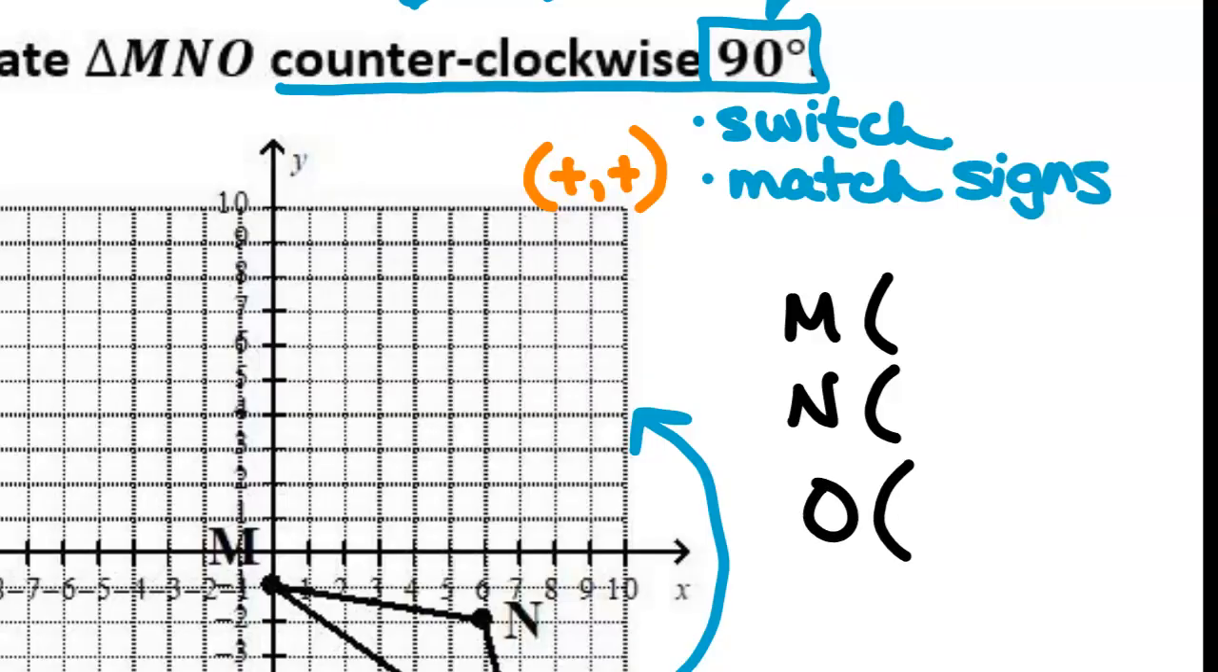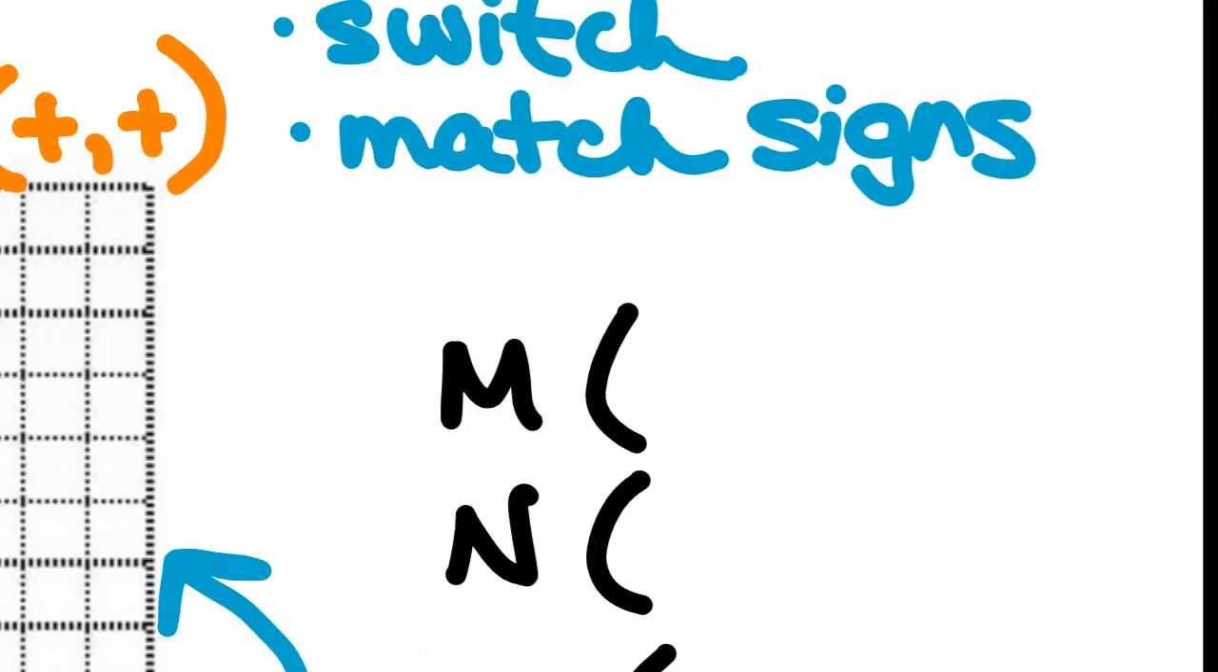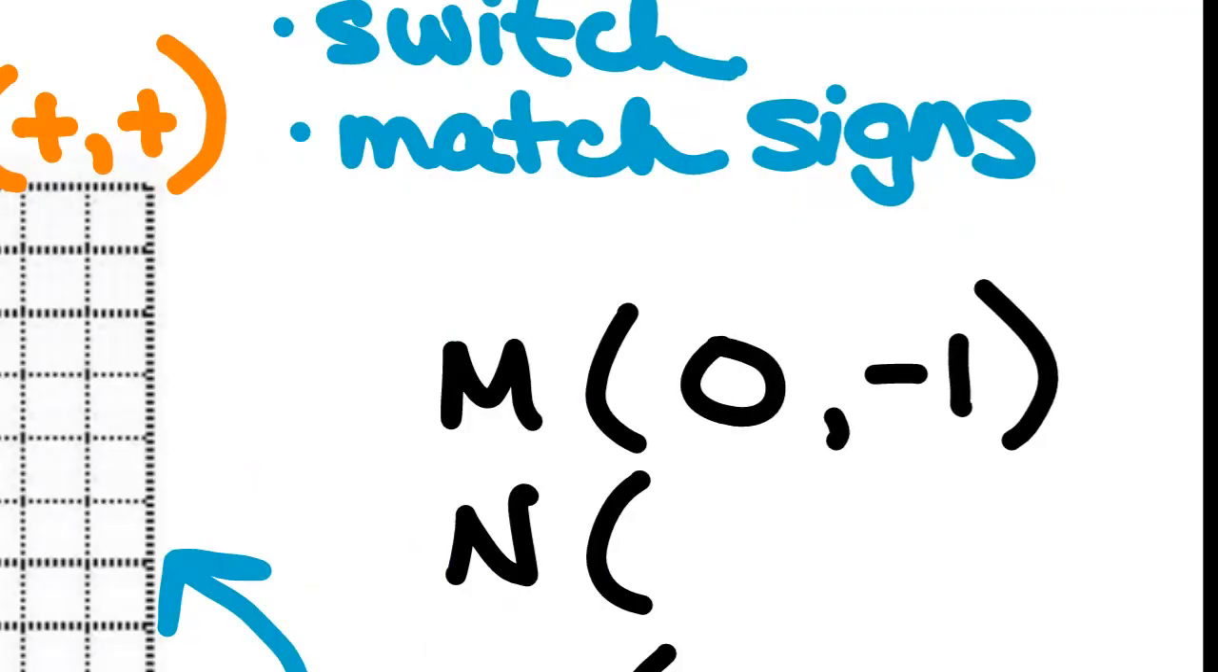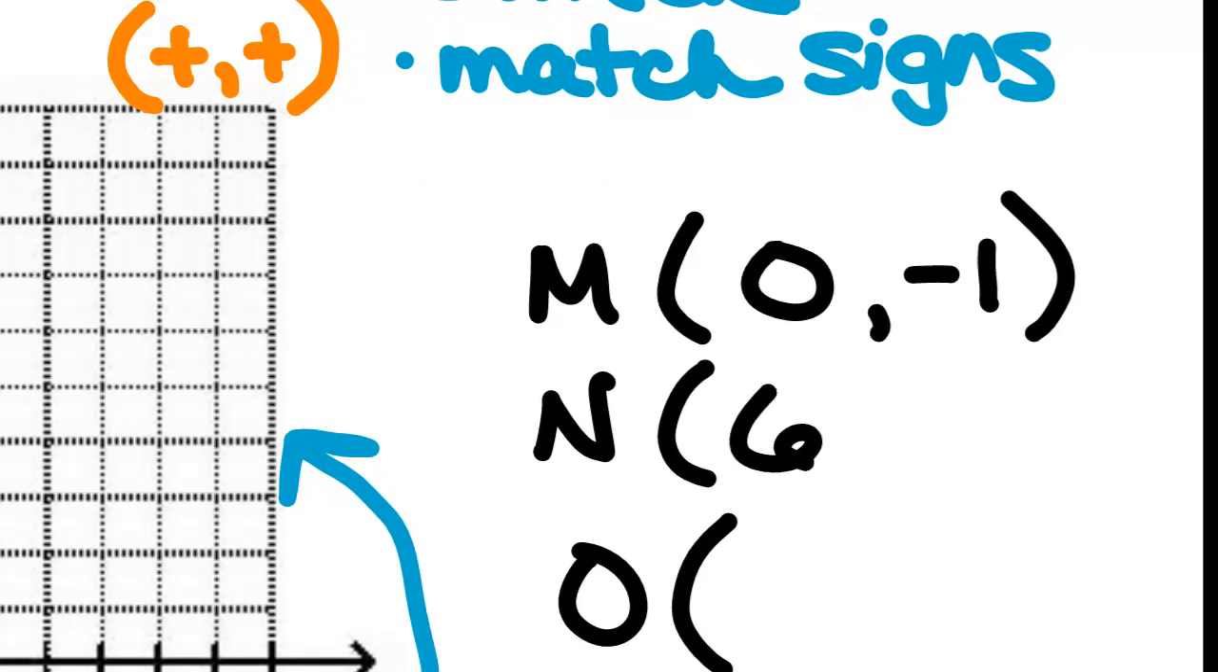What's the ordered pair for M? 0, -1. What's the ordered pair for N? 6, -2.